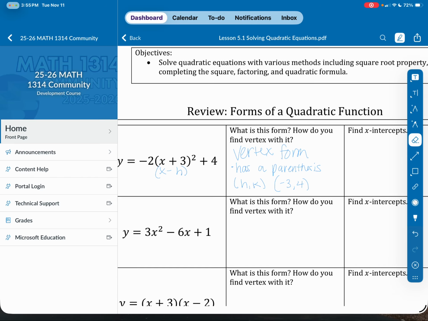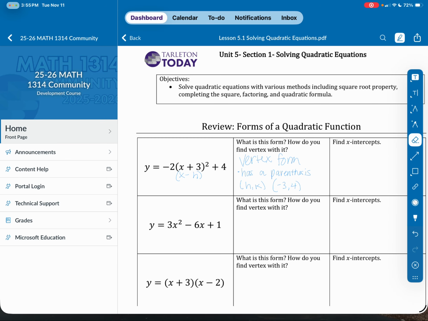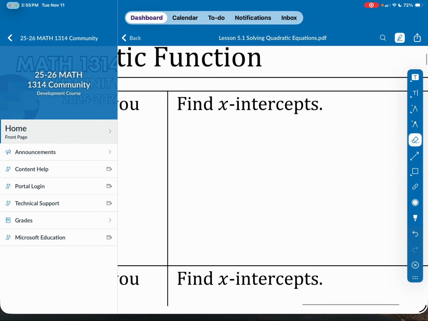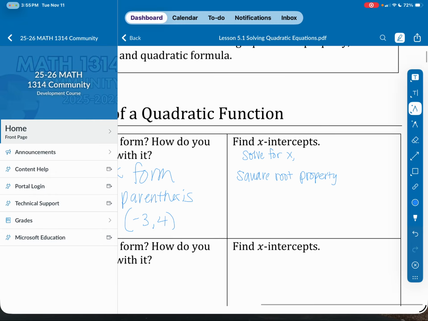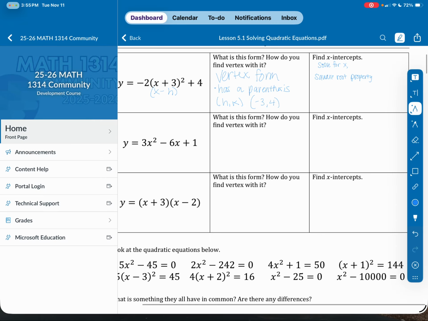Okay, so next we have our x-intercepts. The way to solve for your x-intercepts here, if you have vertex form, is to solve for x, and doing that we would use the square root property. So we would solve it for x by doing the square root property.